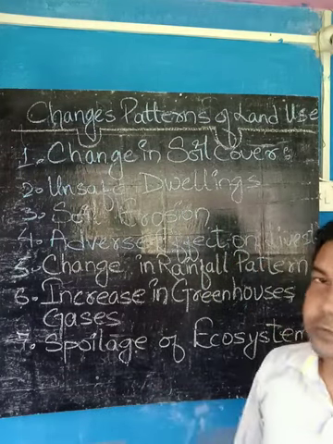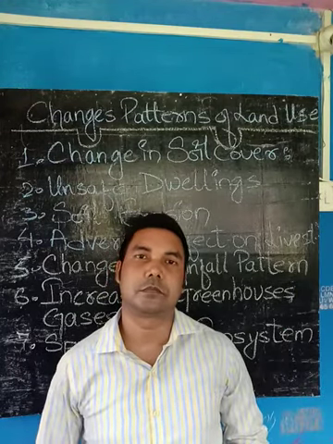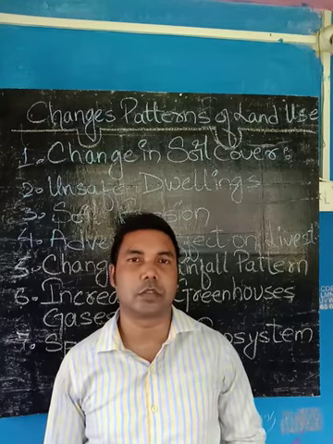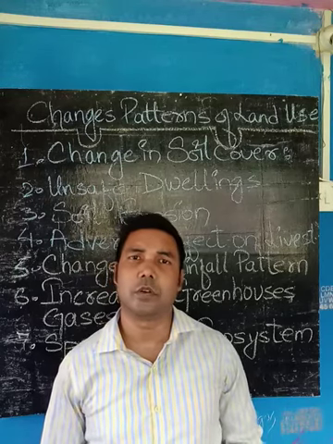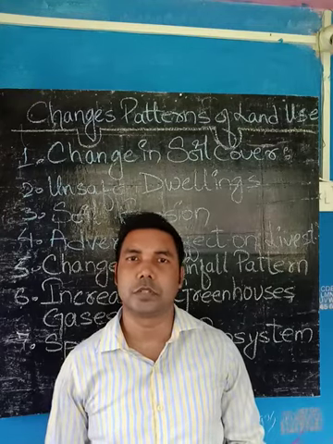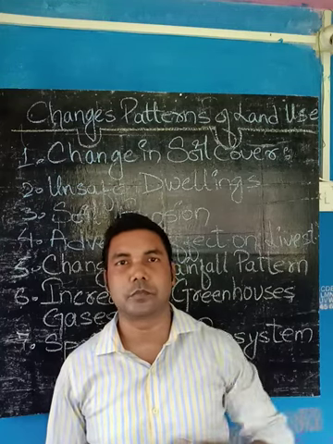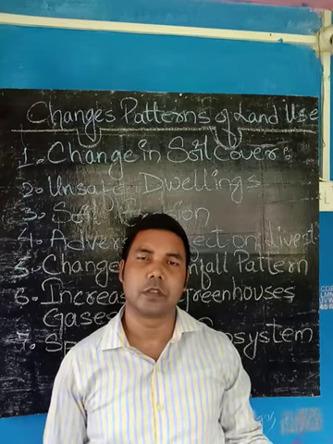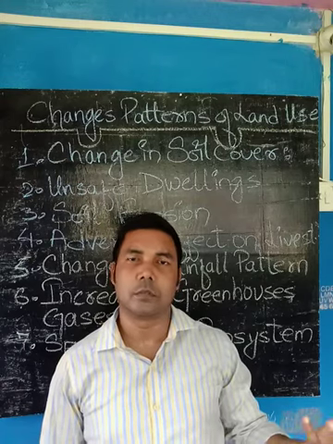Next, soil erosion. The removal of the top layer of the soil through rainfall, through water, is called soil erosion. When the top layer of the soil is removed, it is because the trees are not there to hold the land. The roots of the trees hold the soil.